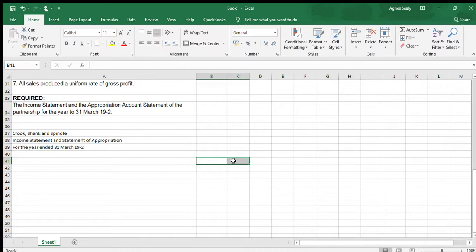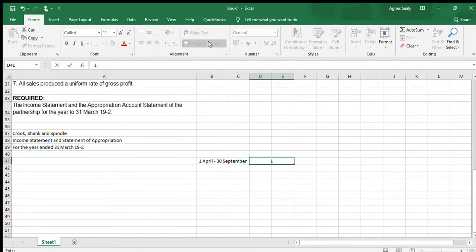So the old agreement was from the 1st of April to the 30th of September, and that is for 6 months. We have the new agreement, which starts in October and runs to the 31st of March. So this is October 19-1 to 31st of March 19-2.